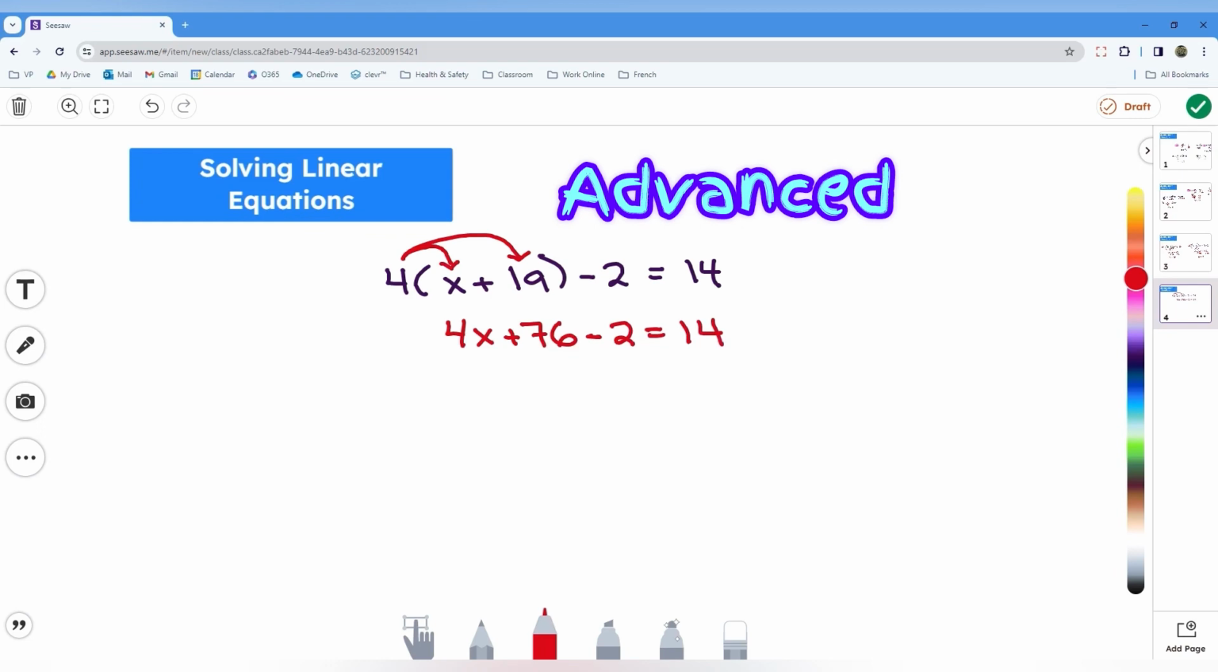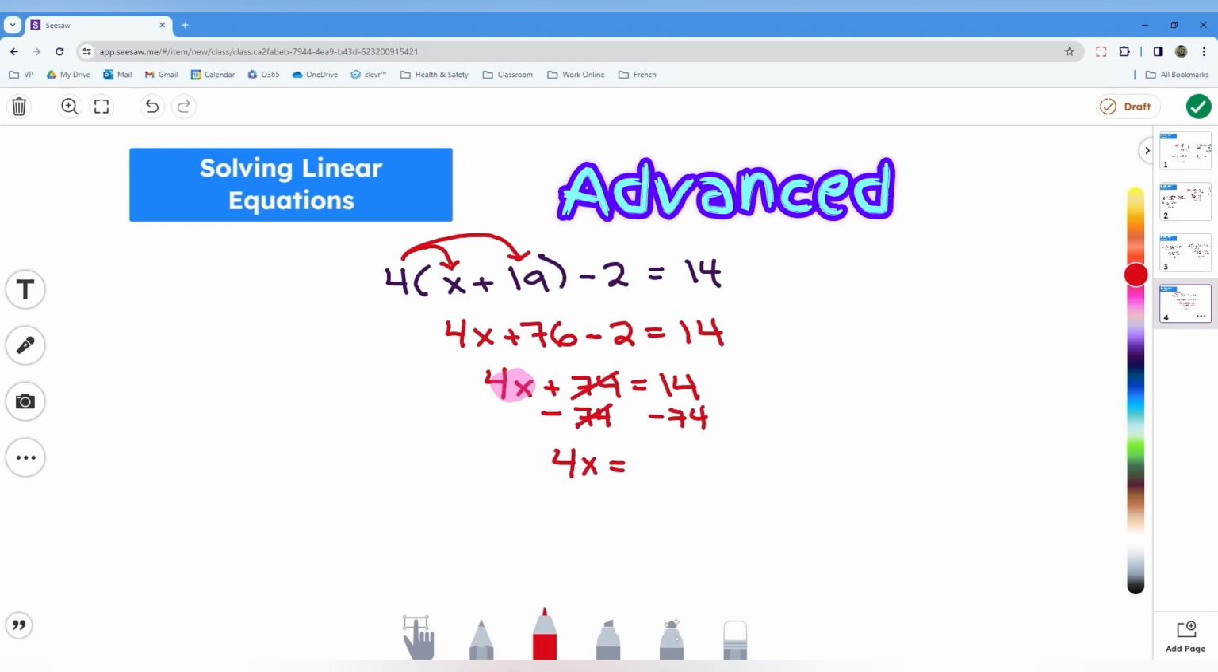Now we can look at collecting our like terms. We've got two constants here. Do you remember what a constant is? It's a number without a variable. So we can combine those like terms together. 76 minus 2 is 74. Now what we're looking at is a two-step equation. Do you remember the first step in trying to get x all by itself? In this case, since we have 4 attached to x and there's nothing happening to everything, I will be subtracting 74 from both sides. That way this becomes 0, leaving us with the 4x.